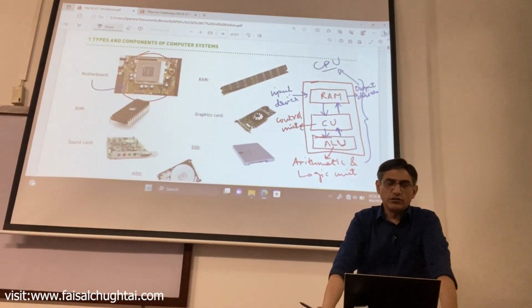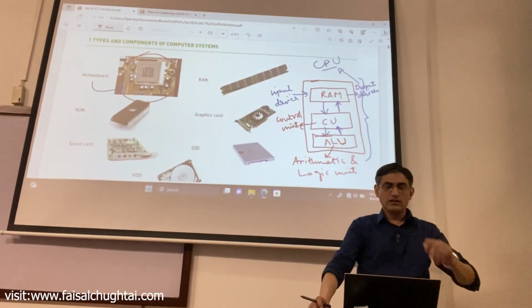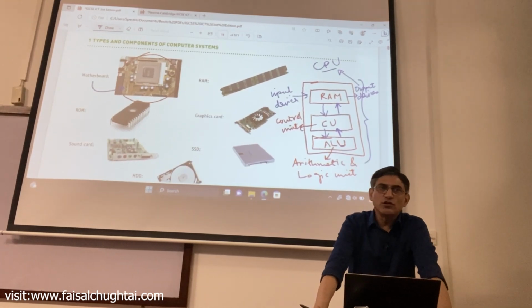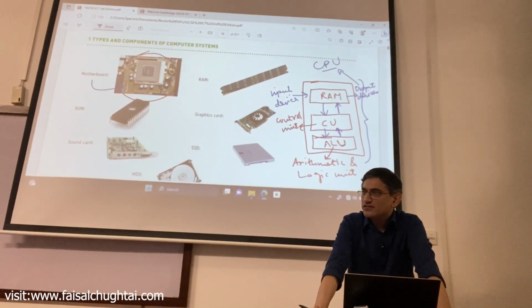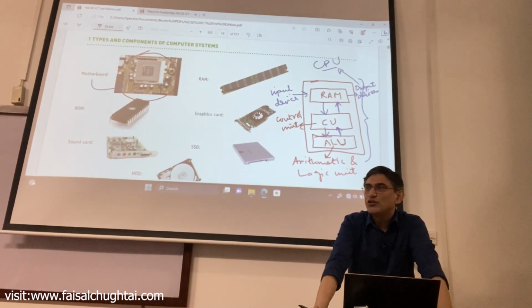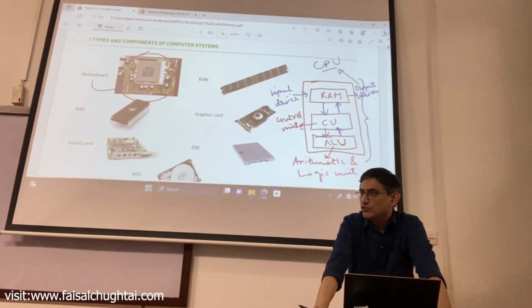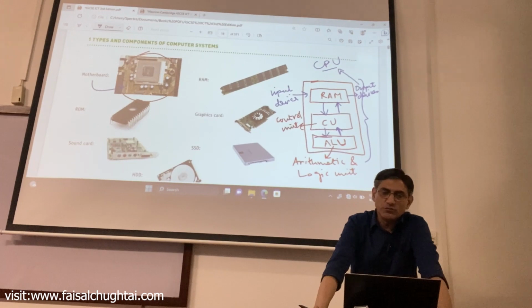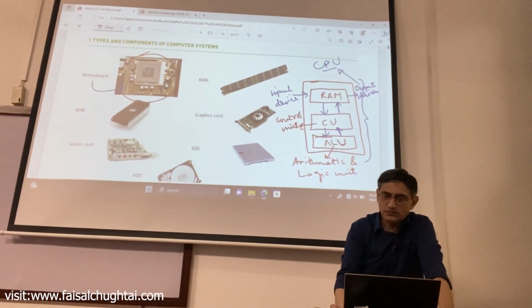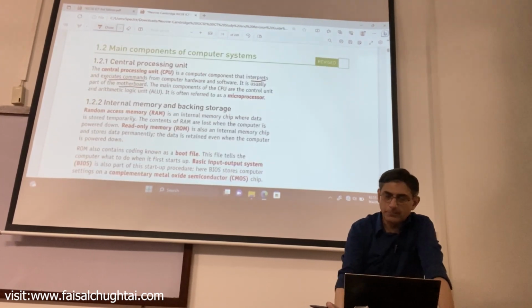Okay, very good. You do know that the CPU is also called the brain of the computer, because it is here that all the processing takes place. That is why it is also called the brain of the computer. All right.